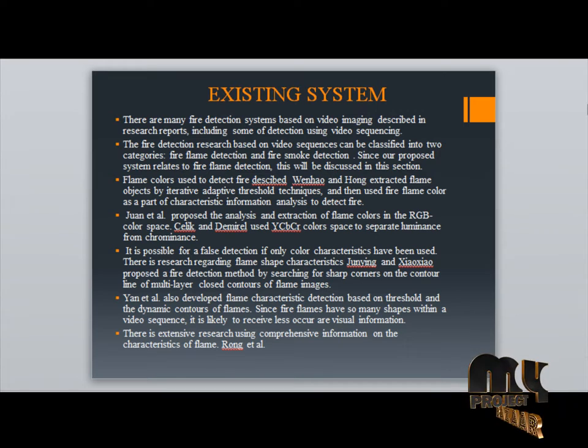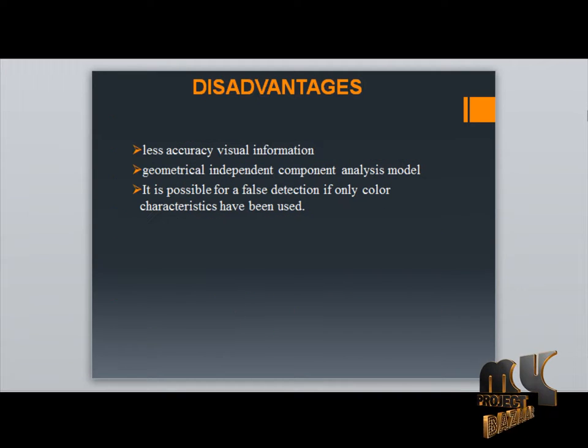In existing work, there are many video imaging fire detection systems described in research reports, covering fire detection and smoke detection. The related flame detection is based on color, pixels and motion. False detection can occur with color characteristics alone. Flame shape recognition uses sharp corners on the contour of the multi-layer closed flame. Since a fire flame has many shapes within a video sequence, it is likely to give less accurate visual information in extensive research. Disadvantages: less accuracy, visual information, geometrical independent component analysis model. False detection is possible when only color characteristics are used.